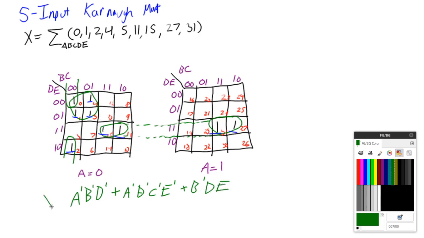And let's finish this off by just saying X equals. And there we go. So that's our 5-input Karnaugh map. It is a little bit more difficult, but not much more difficult or unfamiliar compared to the 4 inputs.